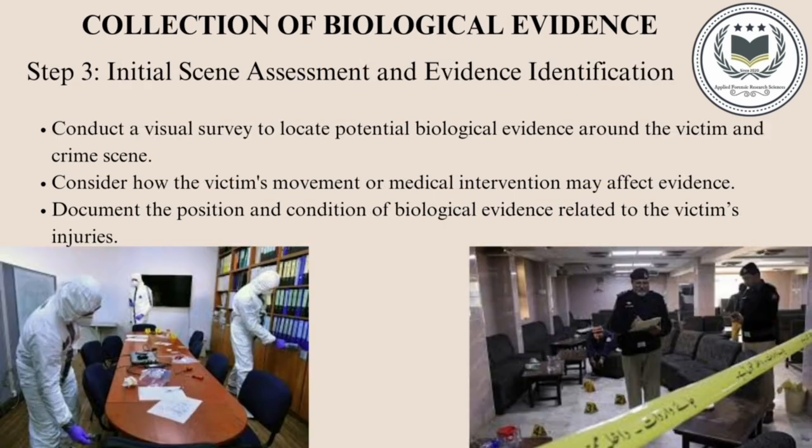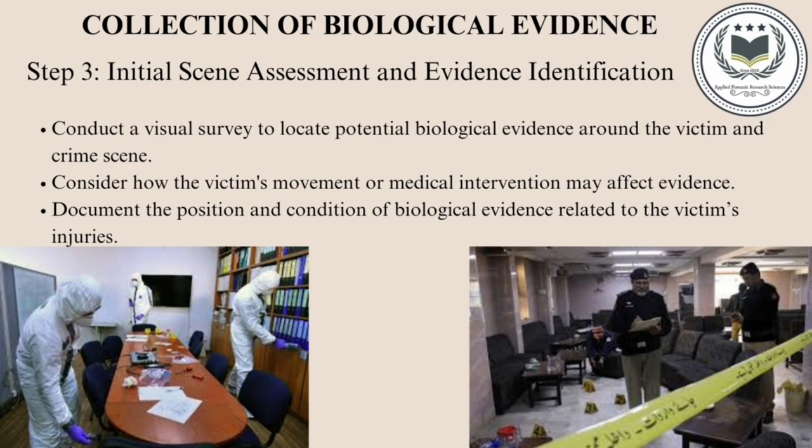Third step, initial scene assessment and evidence identification. This involves a systematic walkthrough of the crime scene to gain an overall understanding while avoiding evidence disturbance. Investigators visually identify potential evidence, particularly focusing on fragile or translucent materials like blood or trace evidence.